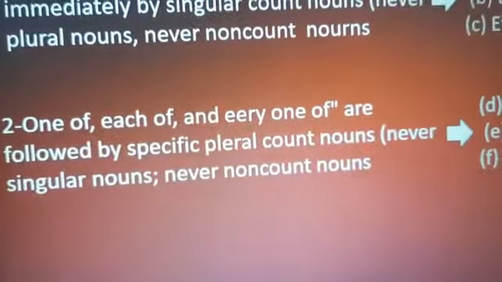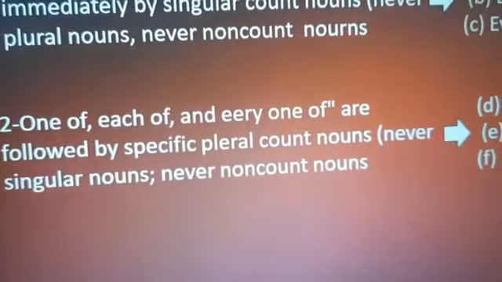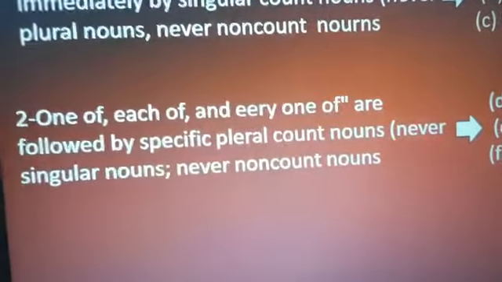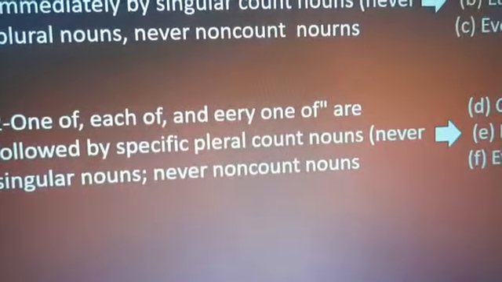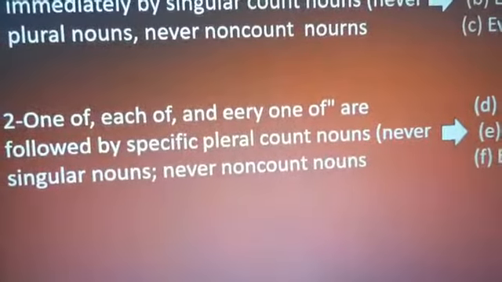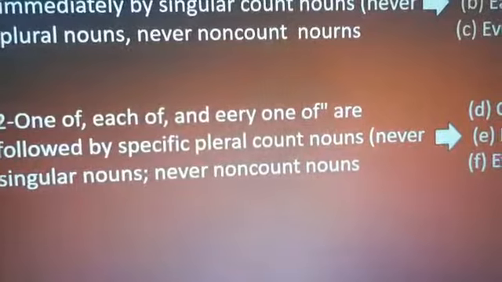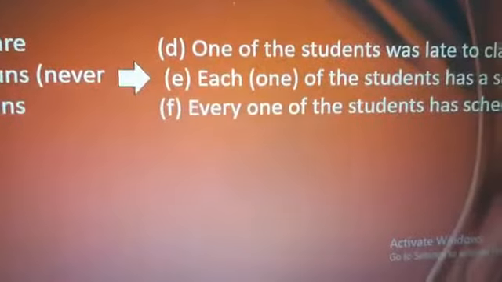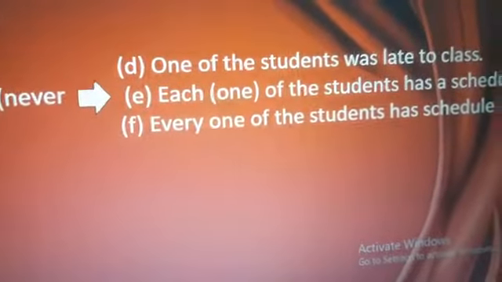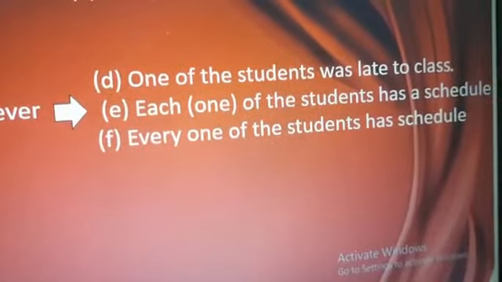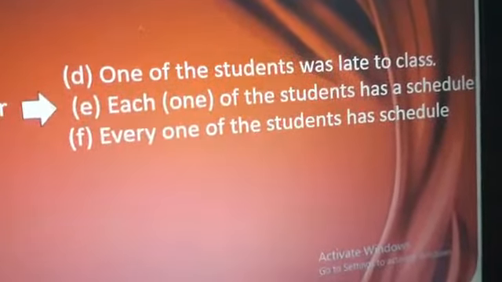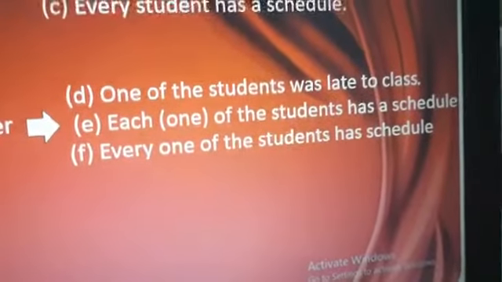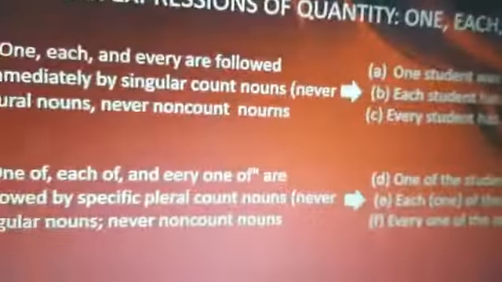But one of, each of, and every one of are followed by a specific plural count noun, never singular nouns, never non-count nouns. For example, one of the students was late to class. Each one of the students has a schedule. Every one of the students has a schedule.